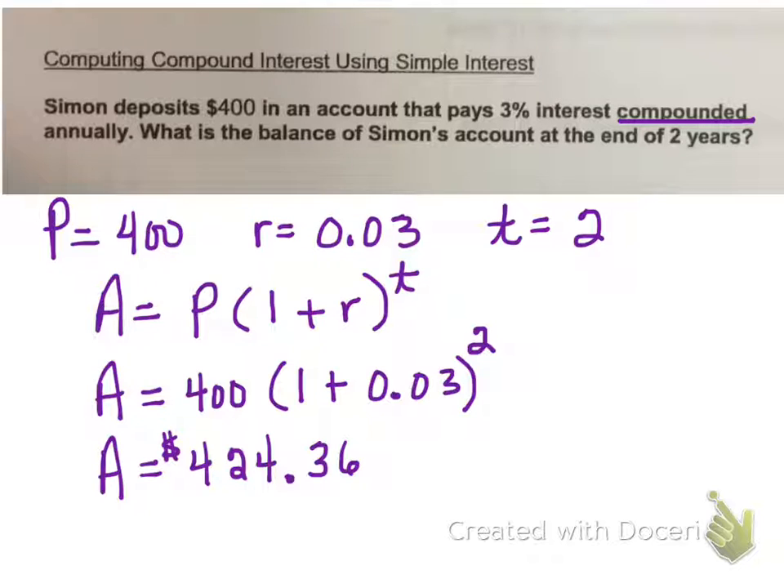Okay? And what we need to do right now is I just want to walk around very quickly and make sure that you can get this number in your calculator. That you understand how to punch it in your calculator, how to plug it into your calculator. If you're not getting 424.36, then we need to figure out why.